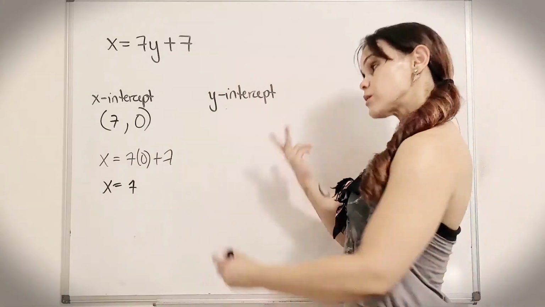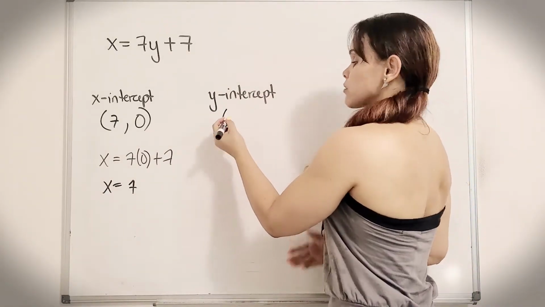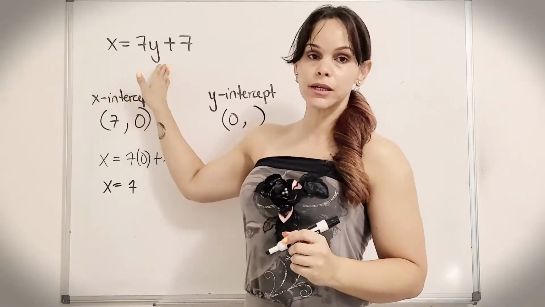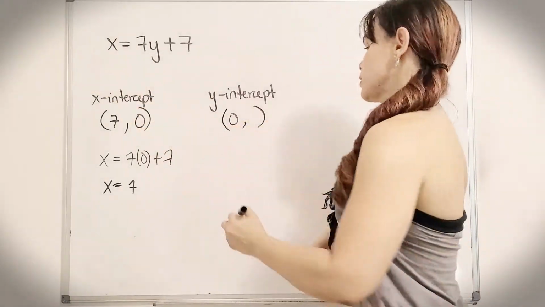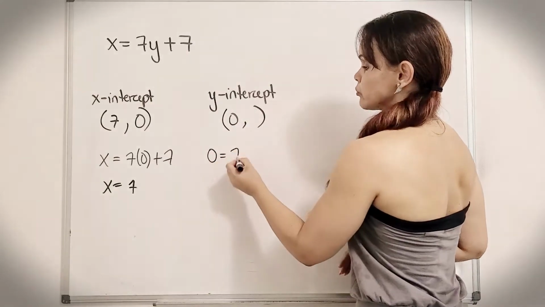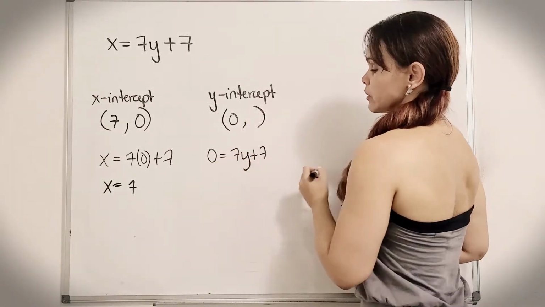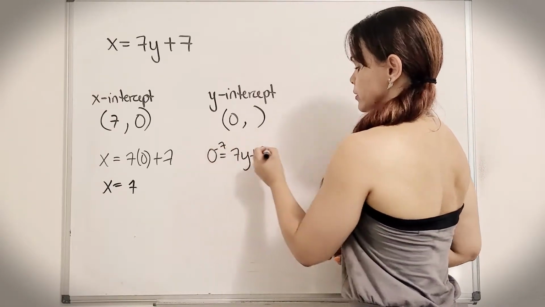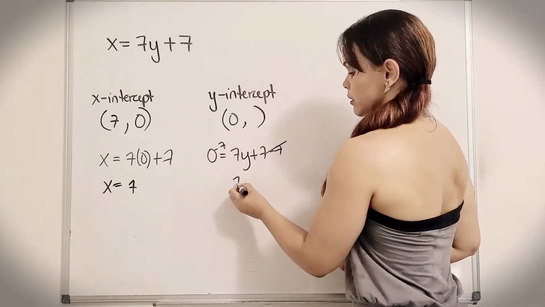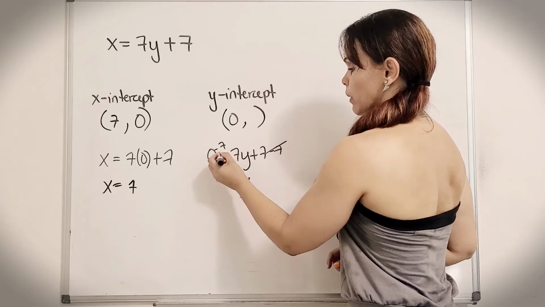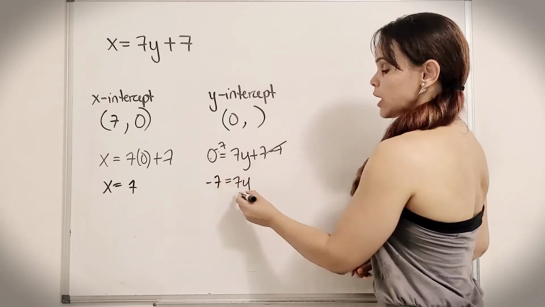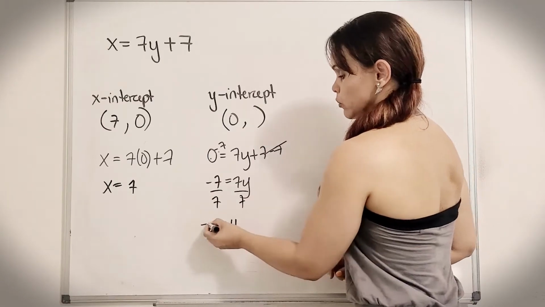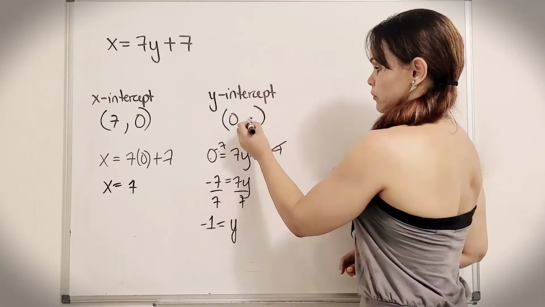Now for the y-intercept, we remember that the x-coordinate is going to be 0. So we go ahead, and anywhere that we see an x, we're going to replace it by 0. So it's going to be 0 equal to 7y plus 7, and we just solve for y. So I'm going to subtract 7. I subtract 7 here, so this cancels out. And 7y is equal to 0 minus 7, which is negative 7. And we divide by 7. So here we're going to get that y is equal to negative 1.